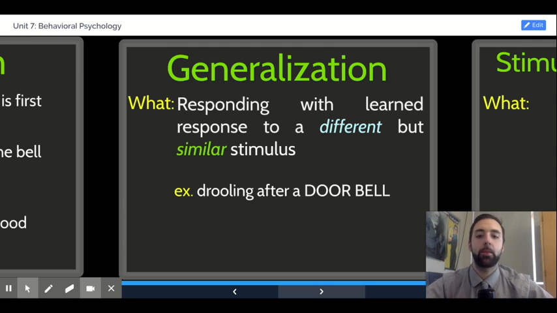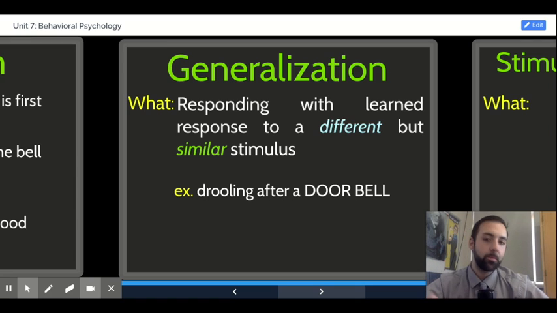So thinking about Pavlov's dogs, yes, Pavlov's dogs learn to salivate to the sound of a bell, specifically the bell in the study. But it wouldn't be inconceivable that a doorbell that sounds close enough to the bell in the actual study could trigger drooling, at least initially. Chances are that after hearing the doorbell and not getting fed, those dogs would likely shift to the next term, which is called stimulus discrimination.